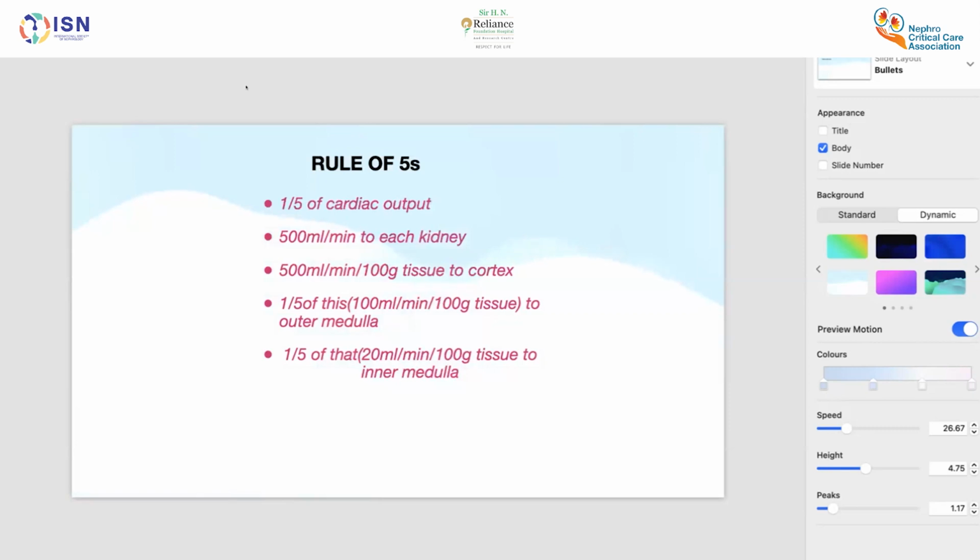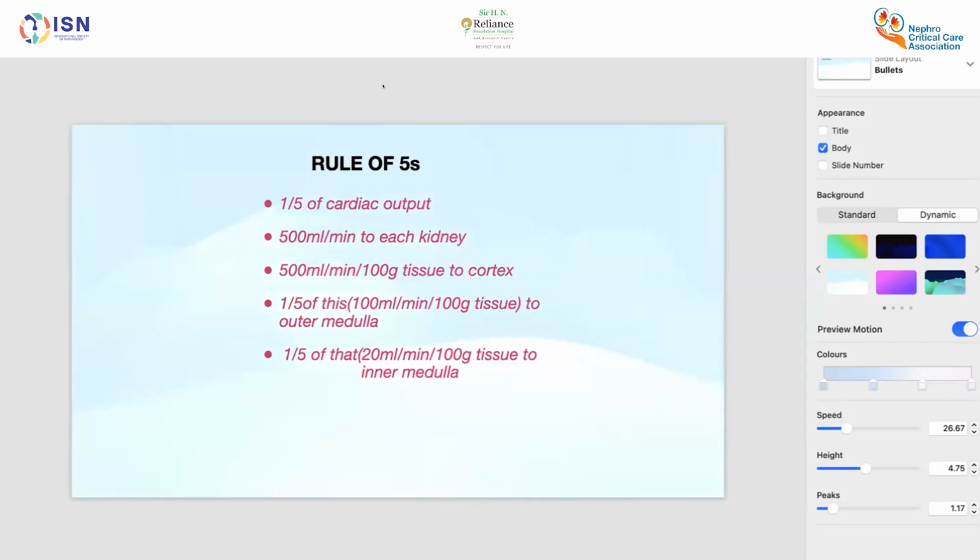Hello, sir. It's a good question from your side. I don't think we know the exact answer. I'll tell you what we know. I don't think this is perfection, because the metabolically more active segment is getting less blood flow. So definitely it is not perfection.